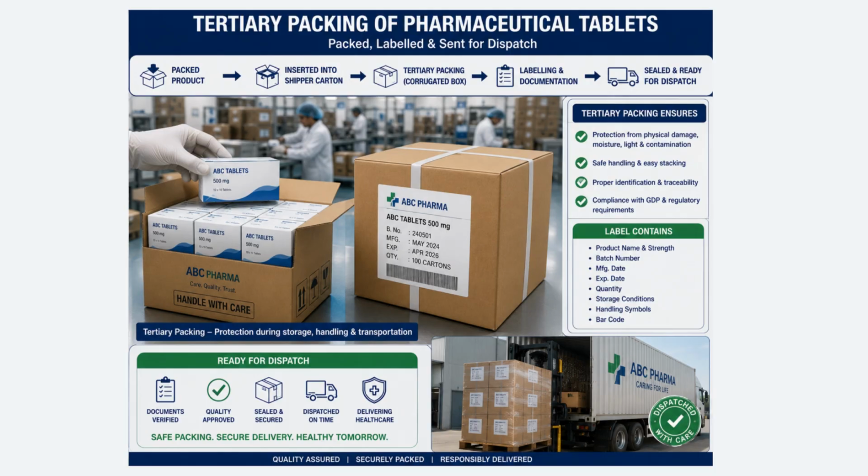Here the proper labeling is done, that is, how many cartons are present in that shipper, and they are weighed properly and sealed. After final checking and all documentation, they get dispatched to the godown for further proceedings.